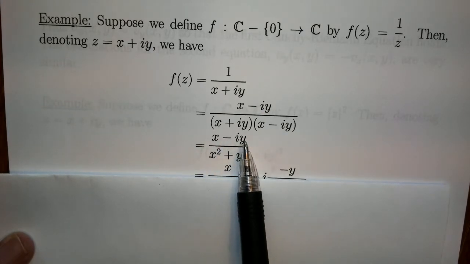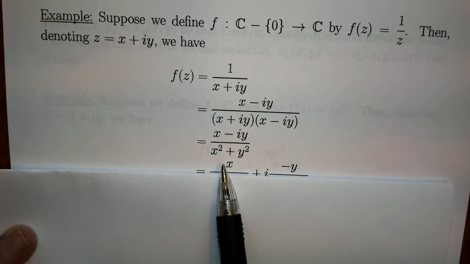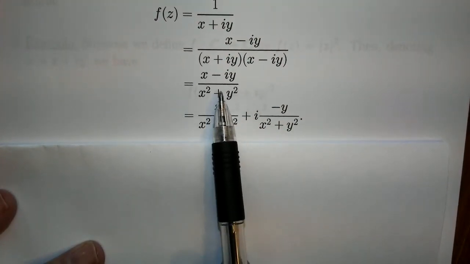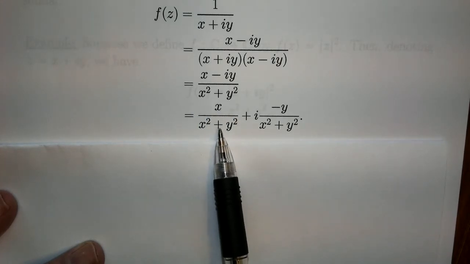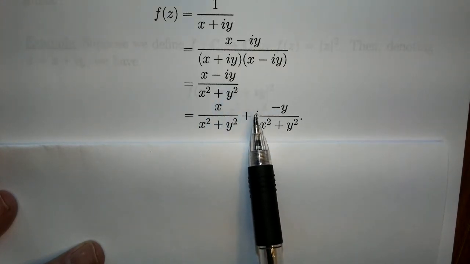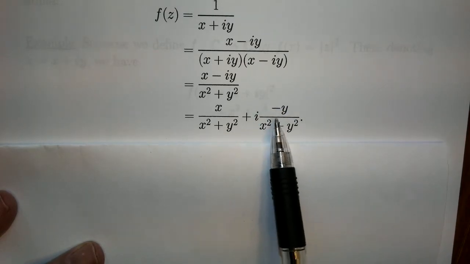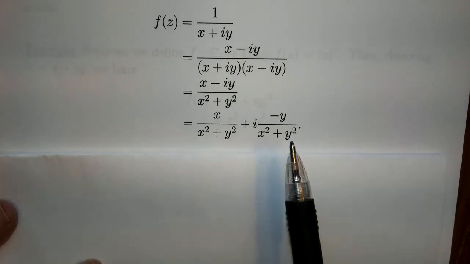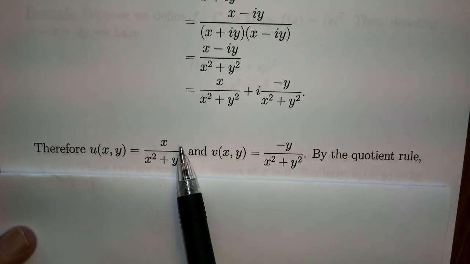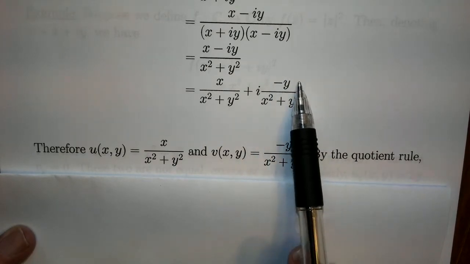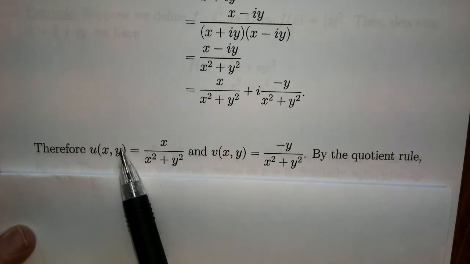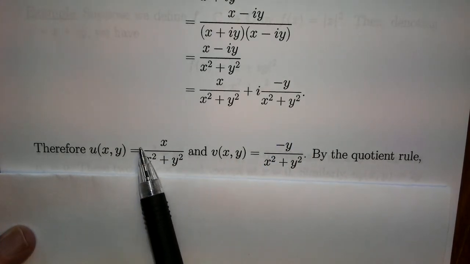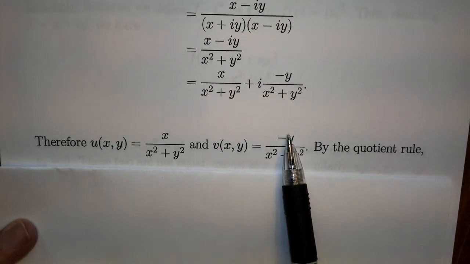The numerator is x minus iy. If we expand the denominator, we get x squared plus y squared. Breaking this up into its real and imaginary parts, we get x over x squared plus y squared, and we get minus i times the quantity y over x squared plus y squared. So my u of x, y is this, and my v of x, y is all of that. And the partial of u with respect to x has to equal the partial of v with respect to y. And the partial of u with respect to y has to be minus the partial of v with respect to x.